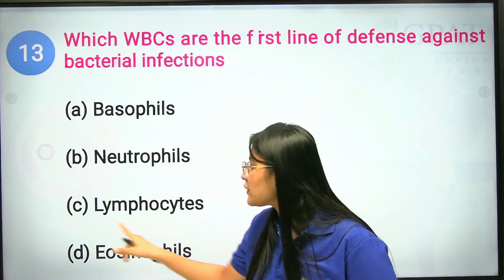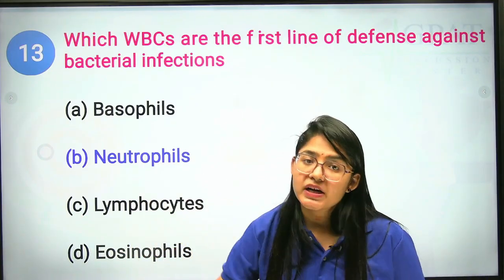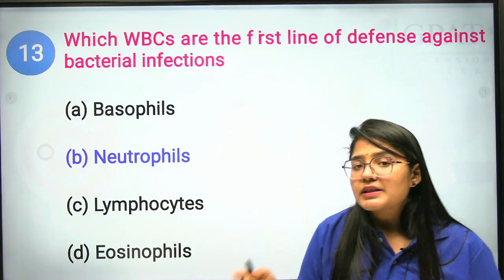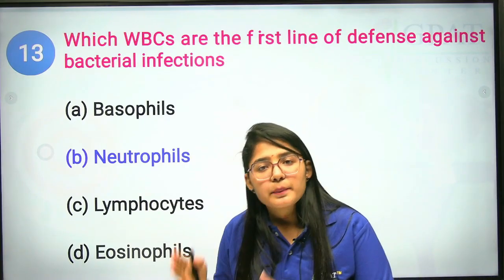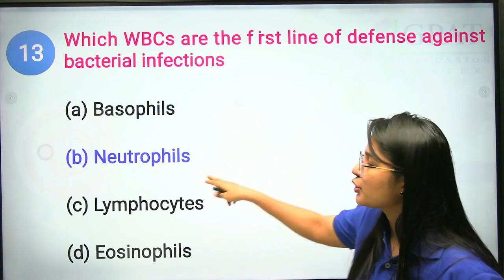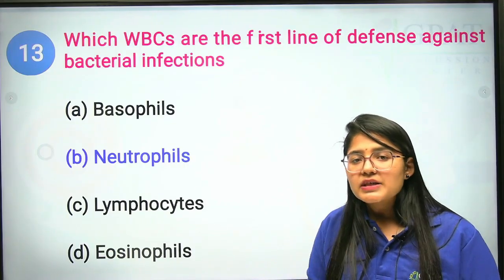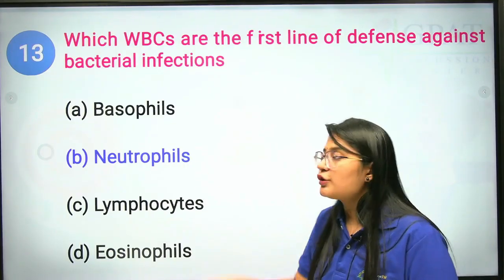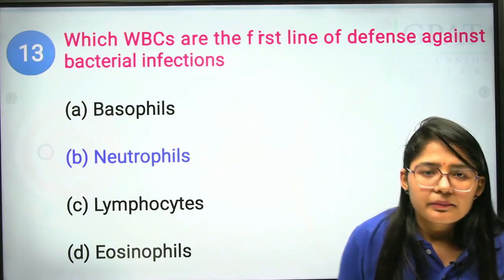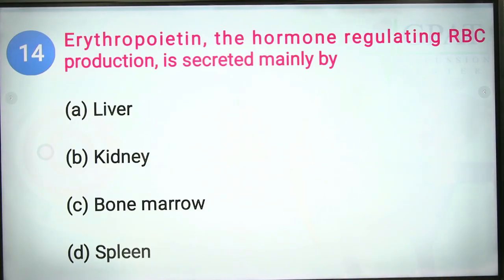And your lymphocytes are responsible for production of your antibodies, like T cells and B cells. Clear? So neutrophils are responsible to neutralize your bacteria. That is, the first and primary function is done by neutrophil to kill the bacteria. Okay? Good. Next question.